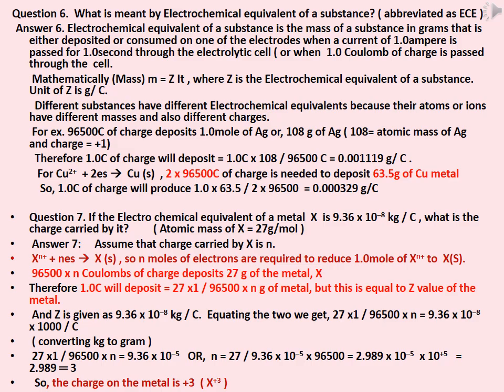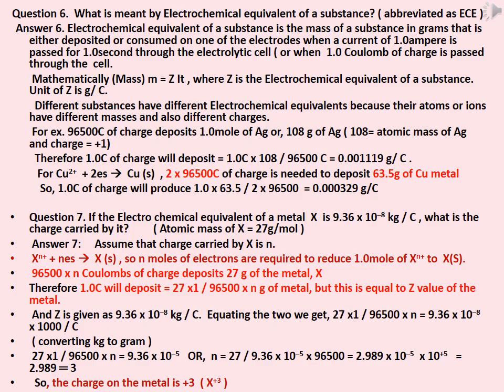Therefore, 96,500 into n coulombs of charge deposits 1 mole of the metal. 1 mole of the metal is the atomic mass of the metal, given in the problem as 27 gram per mole. Therefore, 96,500 into n coulombs of charge deposit 27 grams of metal X.